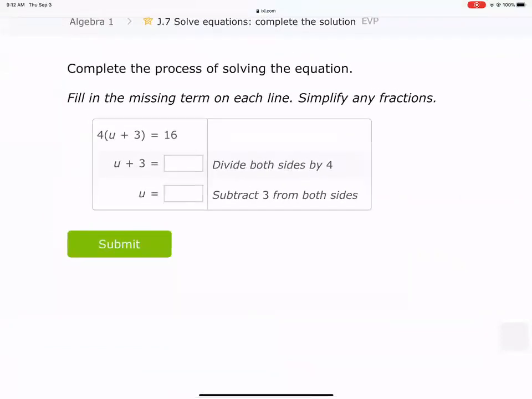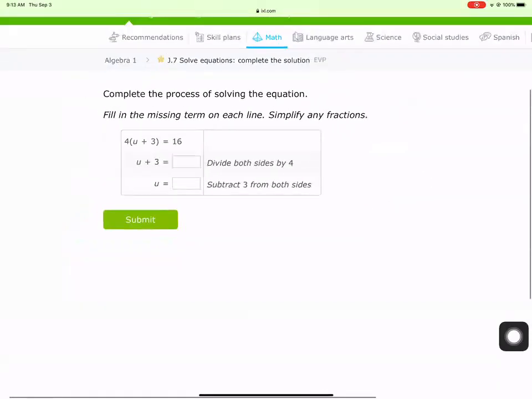What would you guys say I would do on my first step to get from my first step to my second step? We could, 1, distribute the 4. That is perfectly fine. Or 2, we can divide by 4. Look at what they did. They went ahead and divided 4 from both sides. So let me go ahead and try that.